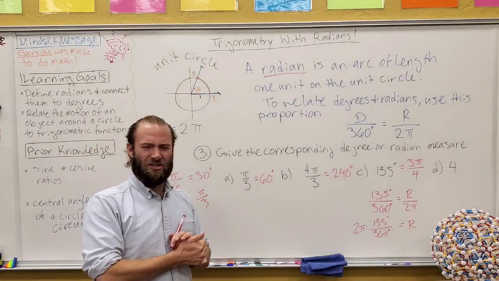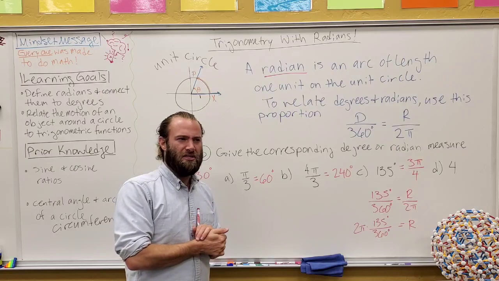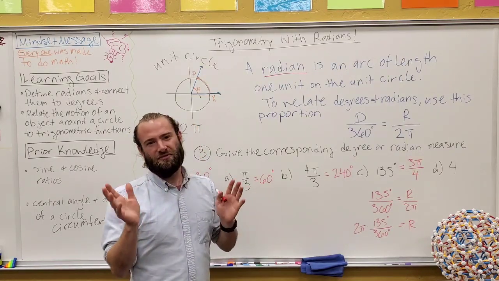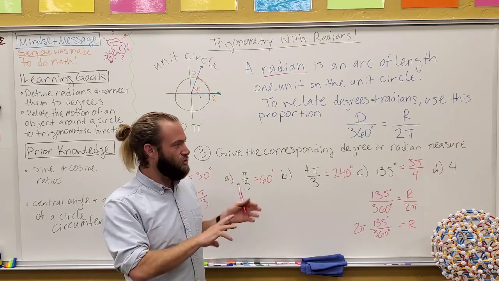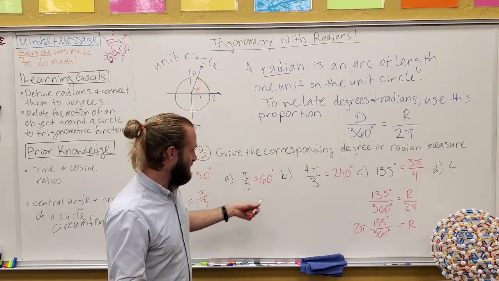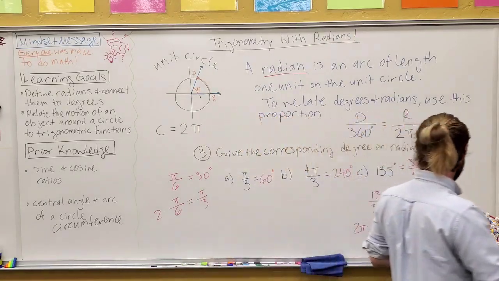And part D is a little confusing, isn't it? Wait a minute, this doesn't have any pi in it, but it doesn't have a degree symbol. Did Mr. Engel mess up? This is just put there for a reason. I want you to remember if you don't see the degree symbol, you can just assume it's talking about radians. So we can still treat it like we would these, except we'd have to utilize that proportion again.